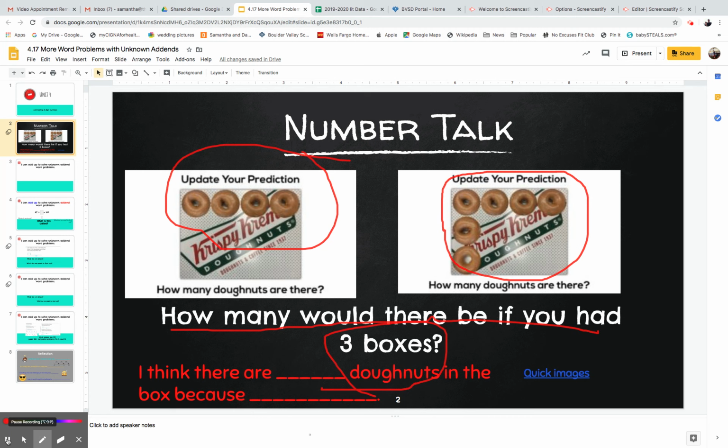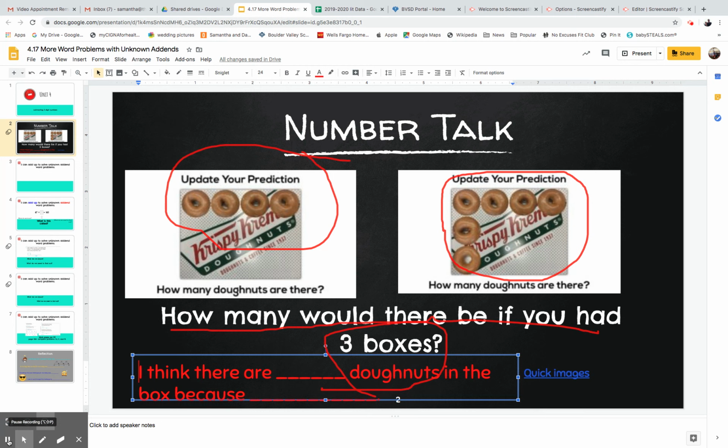Remember, anytime you post something to Seesaw that shows your thinking, in the caption, label what it connects to. So for today's caption, you might write something like 4.17. I think there are blank donuts in the box, because your caption could look just like our sentence stem at the bottom of the page.